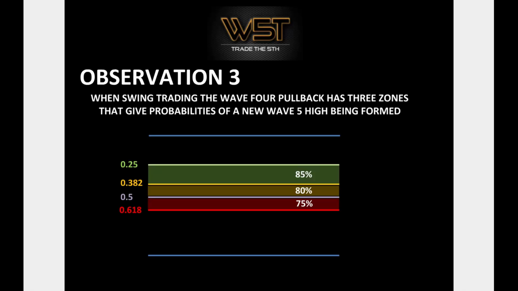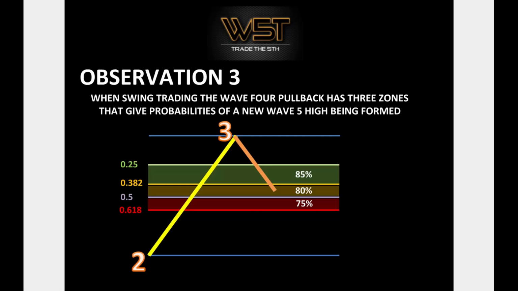Okay, so observation 3. When swing trading, the wave 4 pullback has 3 zones that give probabilities of a new wave 5 high being formed. Now these are pre-programmed, these are automatic in this indicator suite. Okay, so the first zone, the green zone, if the wave 4 finds support on this bullish move here and starts to move away from there, there's an 85% probability it's going to go on and make a new wave 5 high.